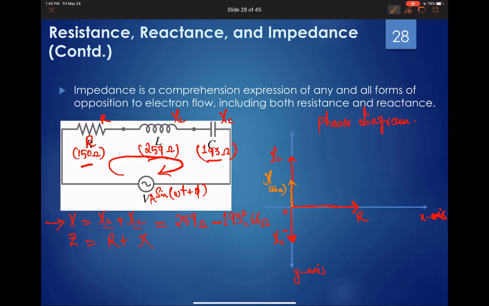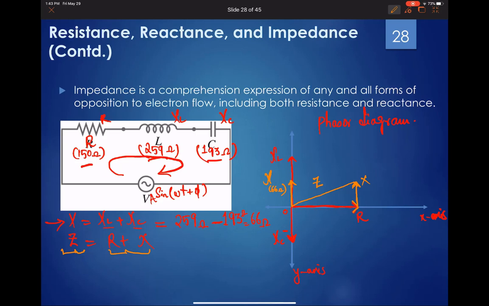Now the impedance is the sum of these two components, the reactance and the resistance. I can move this reactance around to over here, as long as the magnitude and the direction are the same. Make sure that the tail is touching the head of the resistor, and then I can simply apply the Pythagorean theorem to add these two components R and X to calculate the total impedance.